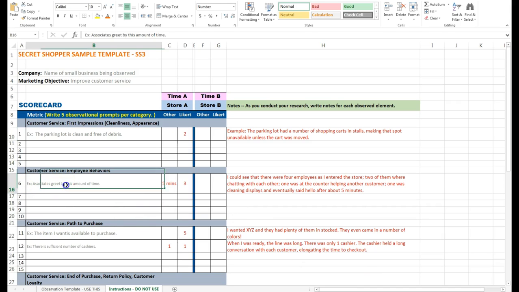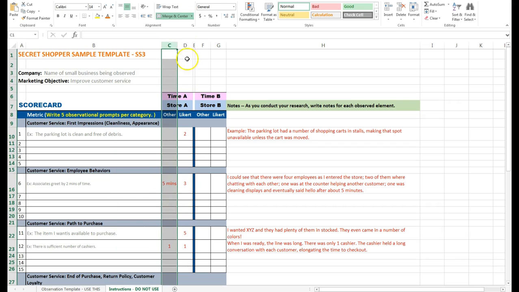And same here on line 6, the associate greeted me by this amount of time, and I put in, you know, really you should write in the kind of time, in this case by say 2 minutes, if that's what I wrote down in my original document. That's what I would then put in here. And then I would note in the other column how many minutes I was actually greeted. Okay. And then I assigned that a score.